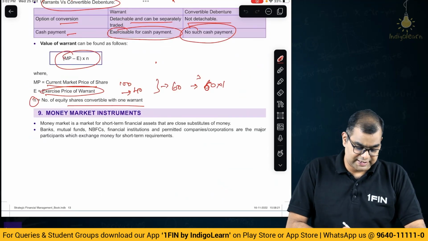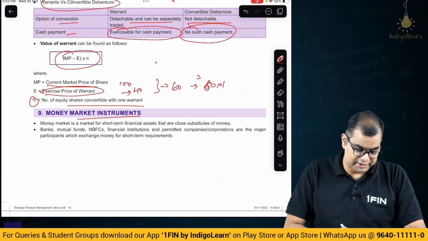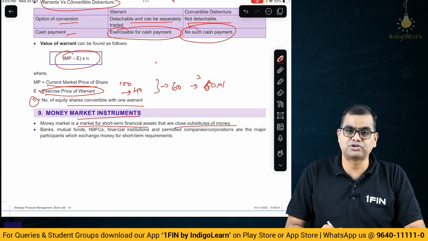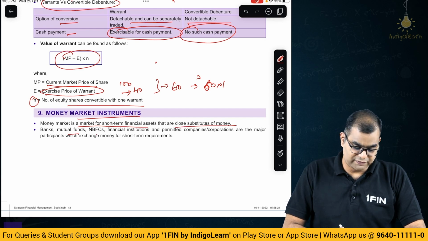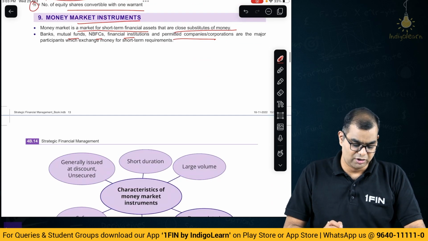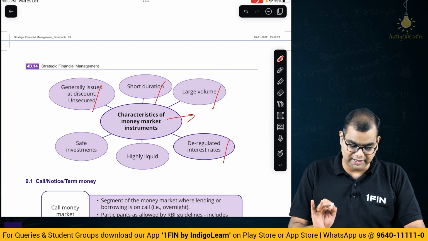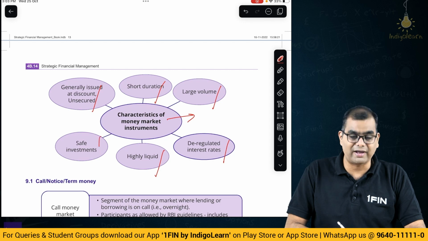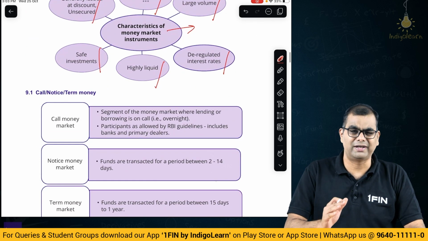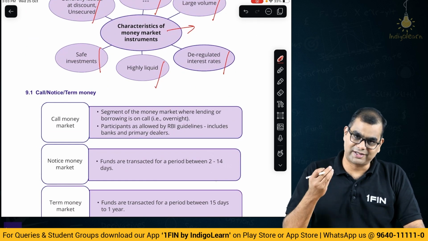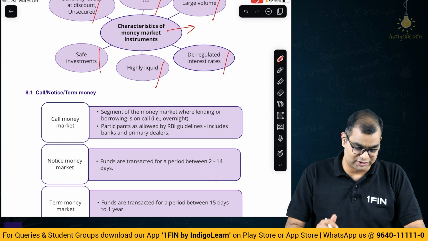Now let us look at the next aspect, money market instruments. What are money market instruments? Money market is a market for short-term financial assets that closely substitute for money. Banks, mutual funds, NBFCs, financial institutions and permitted companies are major participants. Basically, these money market instruments are issued at a discount, are of short duration and for large amounts. The interest rates are not monitored by RBI or anyone. They are very liquid and safe instruments, typically. But there have been cases where these safe instruments have also gone for a toss.